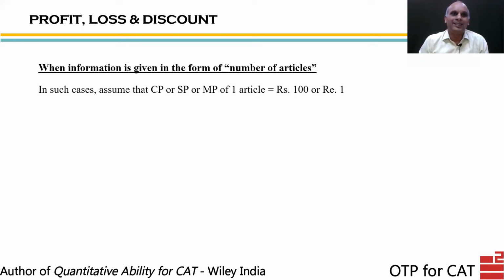So in all such cases, we assume that CP or SP or MP or some figure for one article is 1 rupee or 100 rupees or 10 rupees, whatever you want to assume. Assume something so that the data of articles get converted to data of rupees. Because I feel it is easier to manage things in terms of rupees or money instead of in terms of articles.